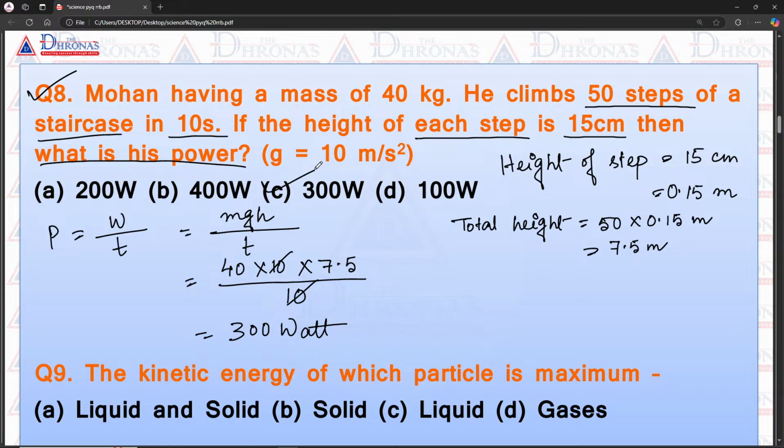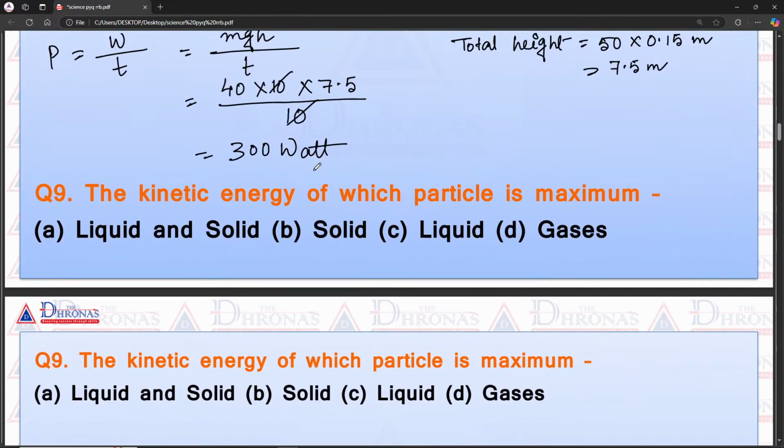Now, the next question, question number 9. The kinetic energy of which particle is maximum? Kinetic energy means the energy in a particle which is in motion. When any particle is in motion, then we calculate its kinetic energy. Potential energy is whenever the object is in a resting condition or, due to its position, it has some amount of energy, that is known as potential energy. So kinetic energy is the energy in an object when it is in motion.